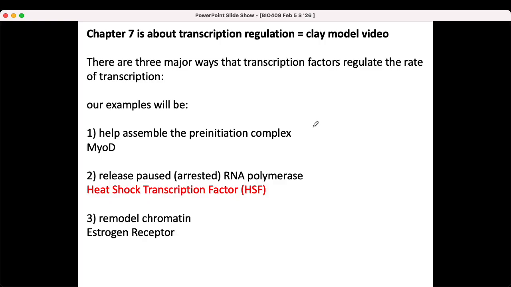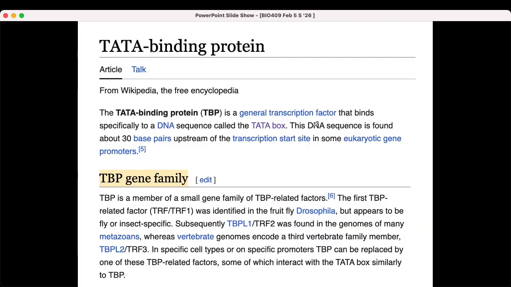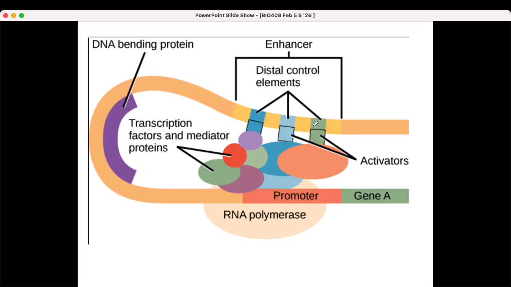Our second example of a major way that transcription factors affect gene expression is that they release this arrested or paused polymerase. And so if we just go back to this slide, and we have this image of the pre-initiation complex assembling, RNA polymerase has not started copying, has not started transcribing, has not synthesized any of the RNA.